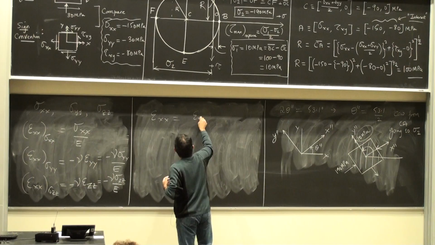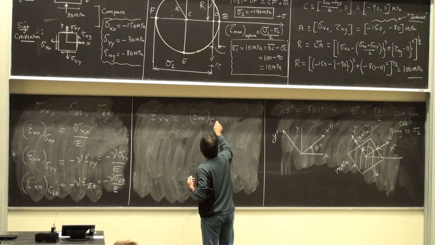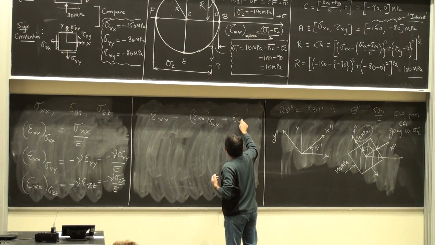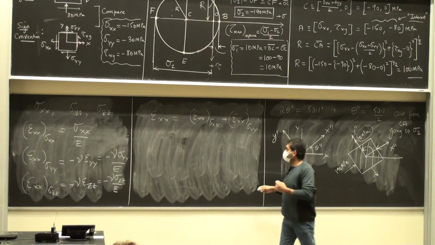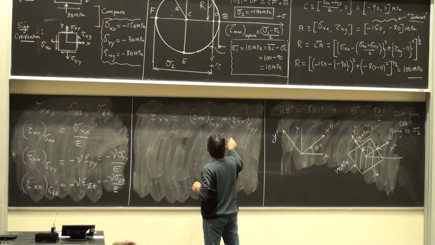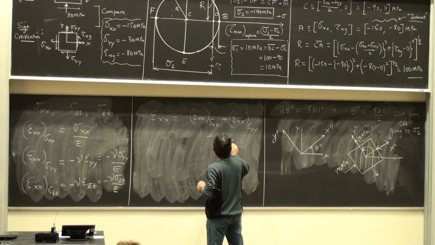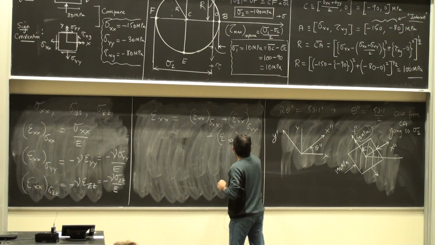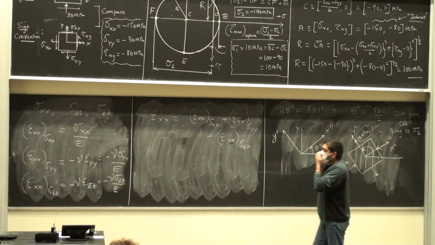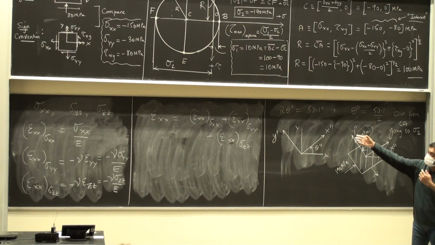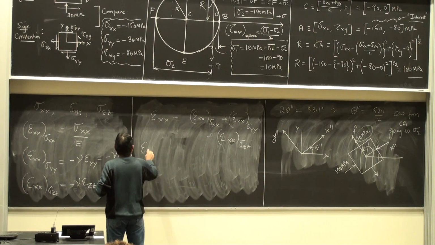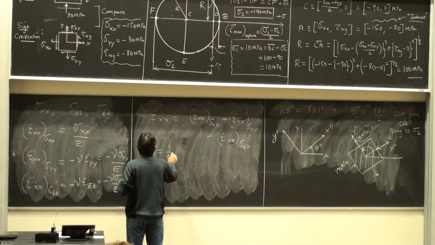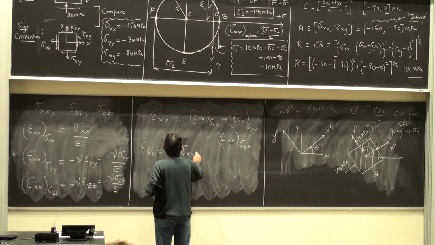is epsilon xx due to that, due to that, and the last one, epsilon xx due to sigma zz. So if I add them all up, you can see that the Young's modulus is a common factor. So epsilon xx is 1 by E sigma xx.